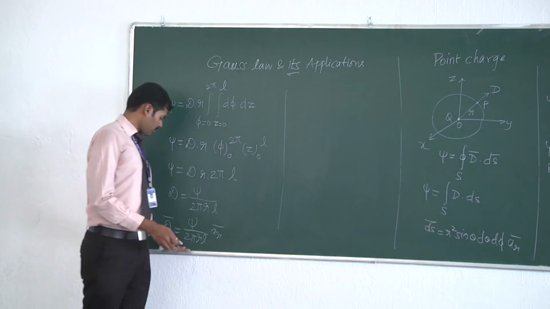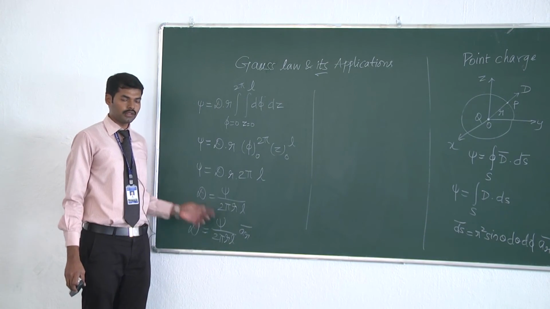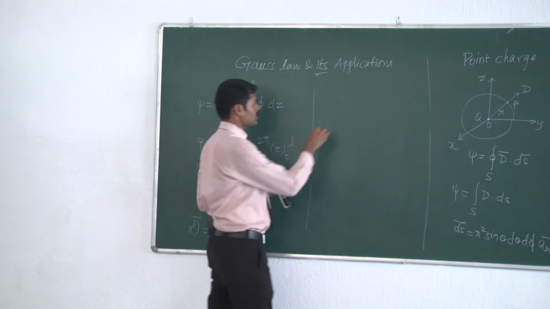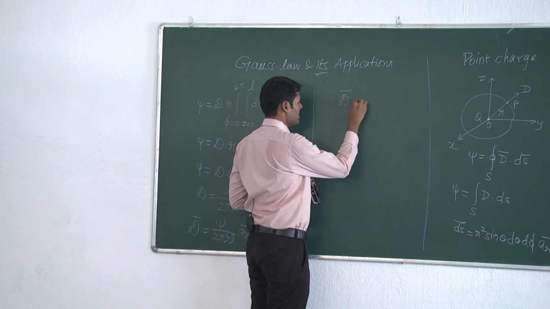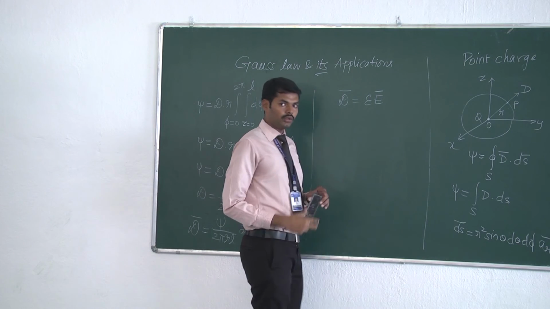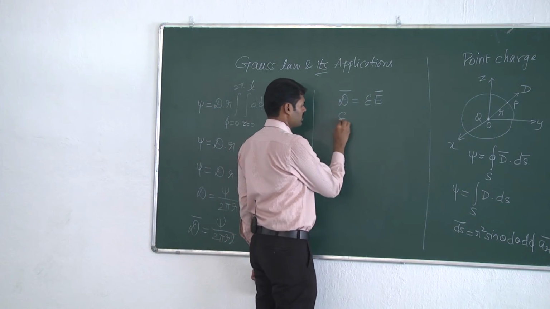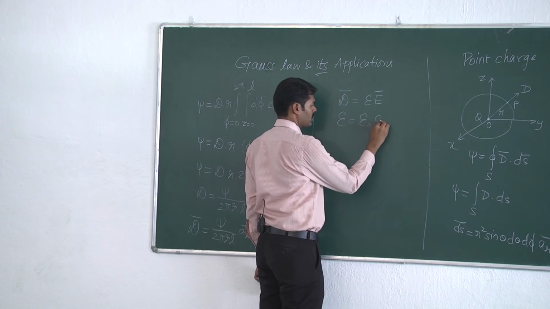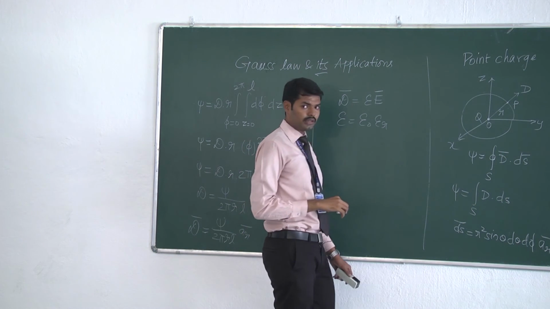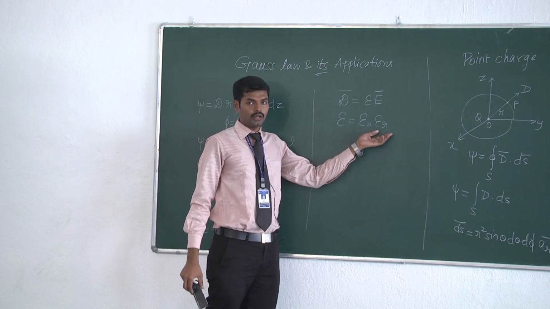So here we have got the electric flux density. So from this we can get the electric field intensity also. So the relationship that exists between electric flux density and electric field intensity is D vector is equal to epsilon into E, where epsilon is the permittivity. So here permittivity is given by epsilon naught into epsilon r. Epsilon naught is the permittivity of the free space and epsilon r is the relative permittivity.